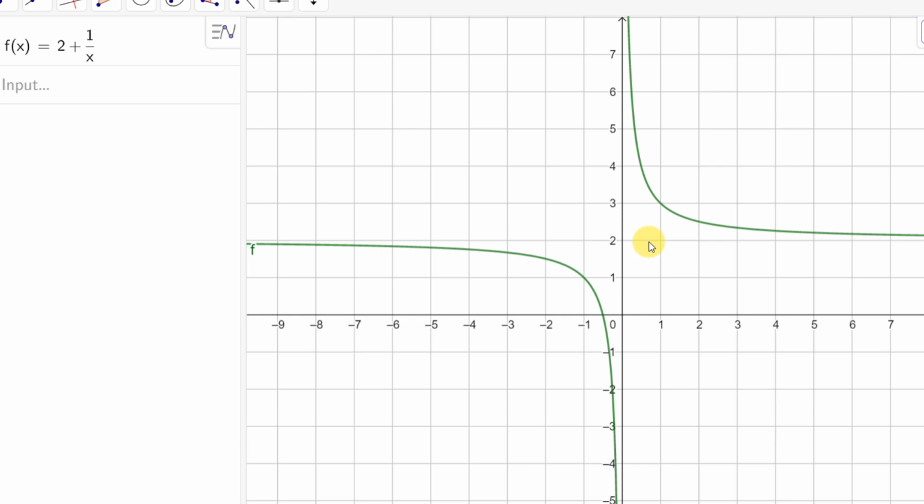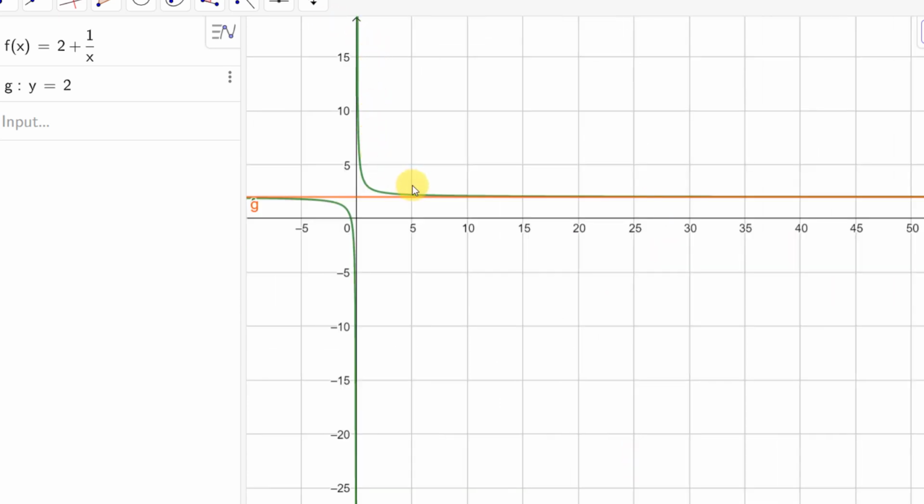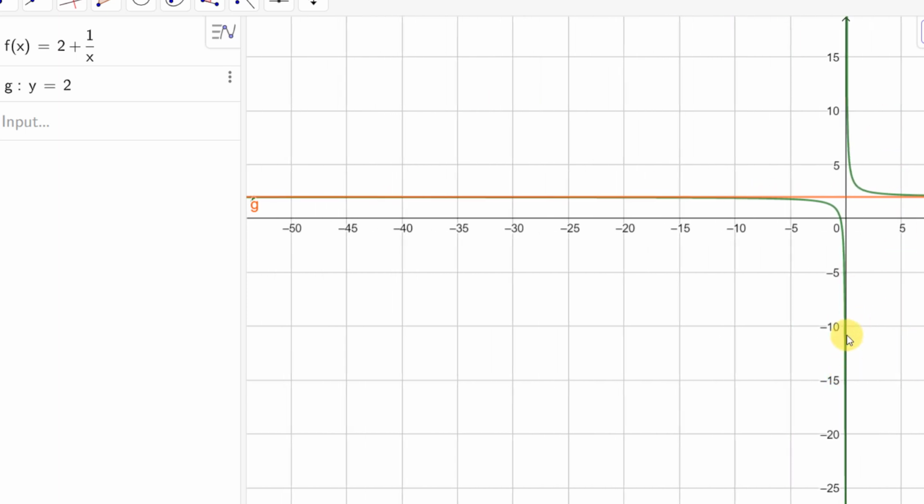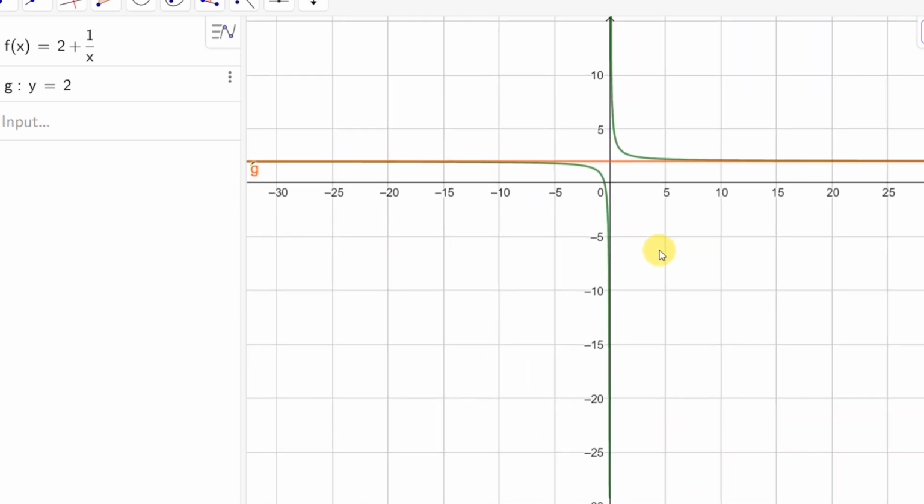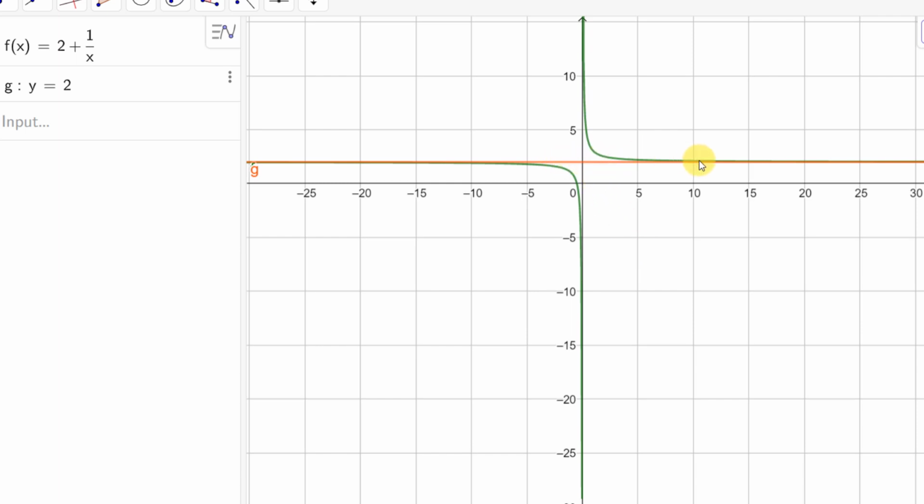If you have a function, for example, as 2 plus 1 over x, then we see that the graph looks like this. And let us also put in the line y equals 2. Then we see we get this orange line here. If you now zoom out, we will see that the function approaches 2 when x goes to infinity. The limit of this function is 2 when x goes to infinity. And the same in the other direction. Also the limit of the function is 2 when x goes to minus infinity. So we can find asymptotes, which we have talked about before, by looking at limits.